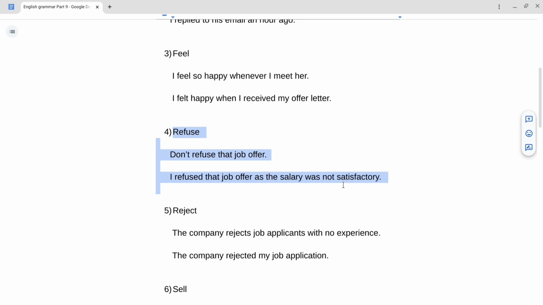His expected salary was much higher. So what did he do? He refused that job offer. He told them, okay, I don't want to join your company. I'm not happy with the salary. I am not accepting this job. So refuse is exactly the opposite of accept. Okay, so I refused that job offer. Refuse, the past form is refused.